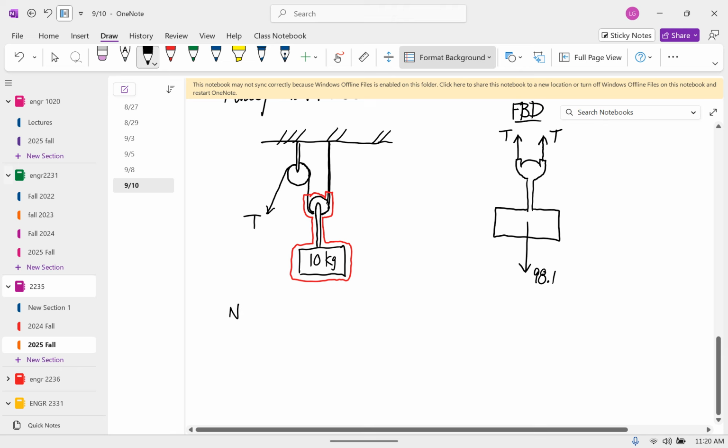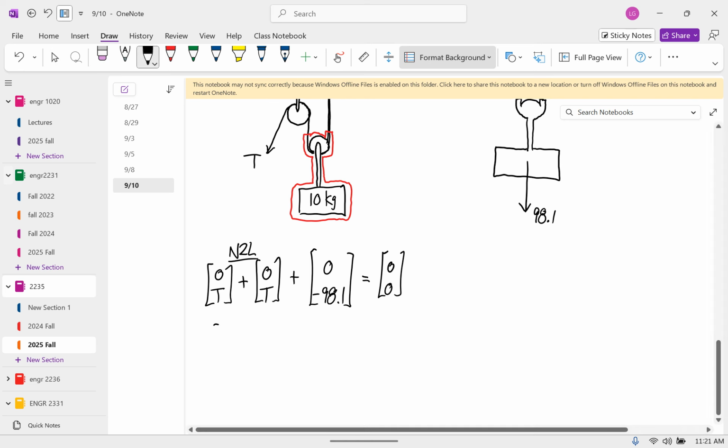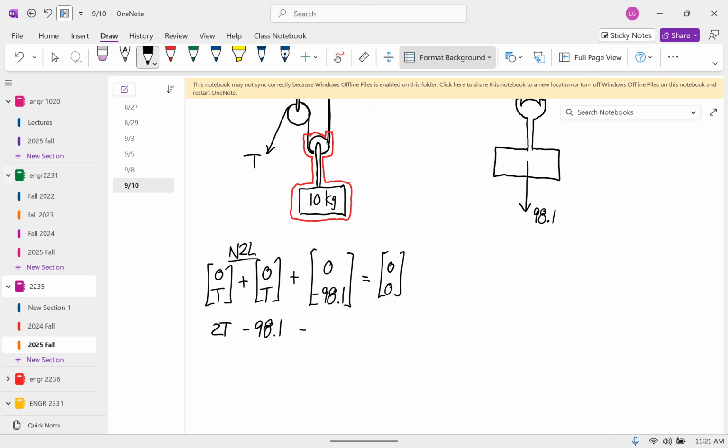And now we'll go to Newton's second law. And we have 0, T plus 0, T plus 0, negative 98.1 is equal to 0, 0. So the y equation says 2T minus 98.1 is equal to 0. And T is equal to 49.05.